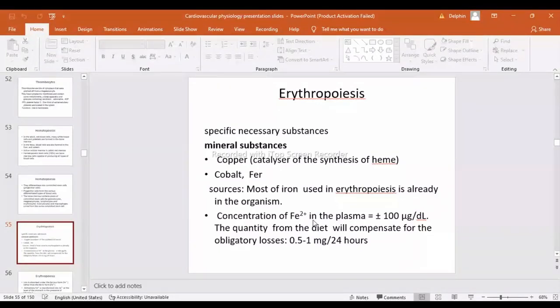We have minerals which are necessary, crucial for this erythropoiesis. We have copper, cobalt, iron. Most of the iron used in erythropoiesis is already in the organism. The concentration of ferrous iron in the plasma is at least 100 microgram per deciliter.